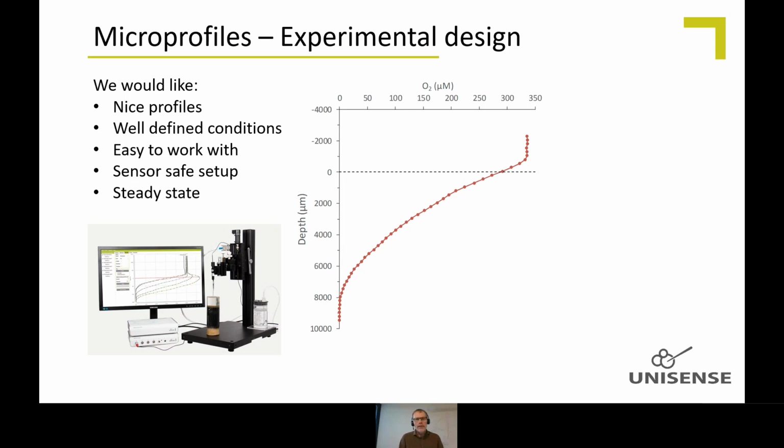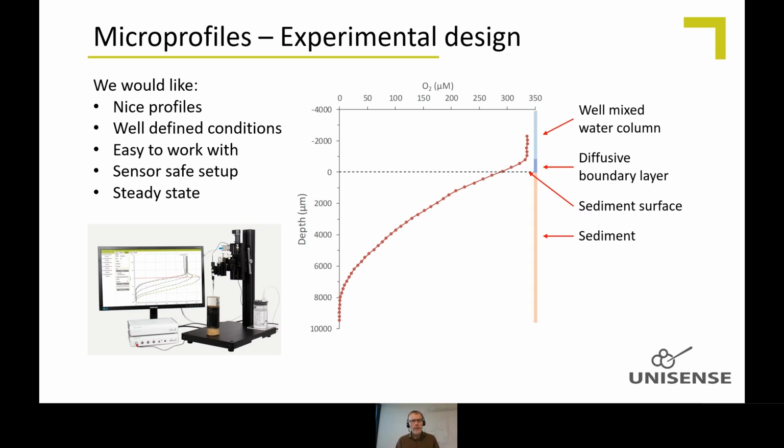And what you get is a microprofile. Typically, you have the vertical axis, a horizontal axis with a concentration, and you measure down through the sediment like this. You will have a well-mixed water column. You will have a diffusive boundary layer, the layer of water sticking by friction to the top of the sediment, where only diffusive transport takes place. And then there will be the sediment down here.